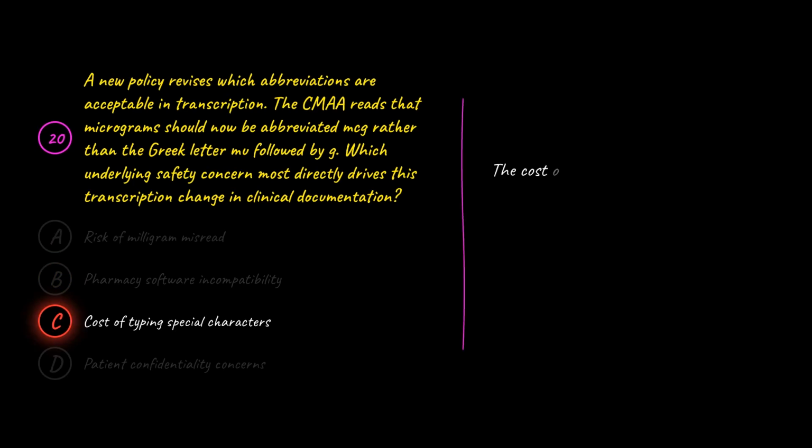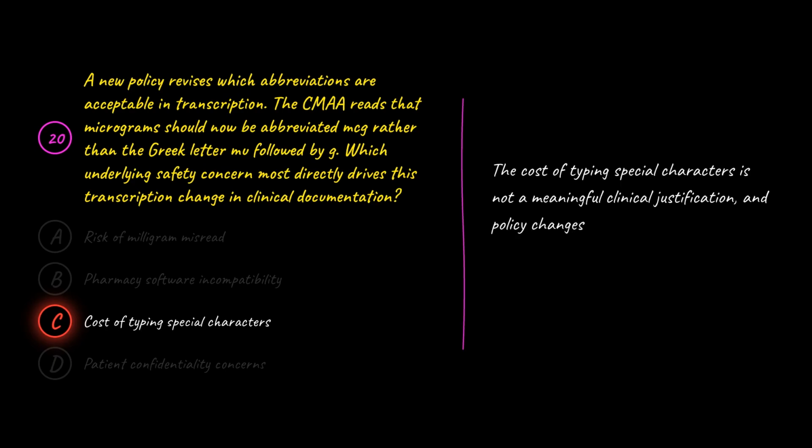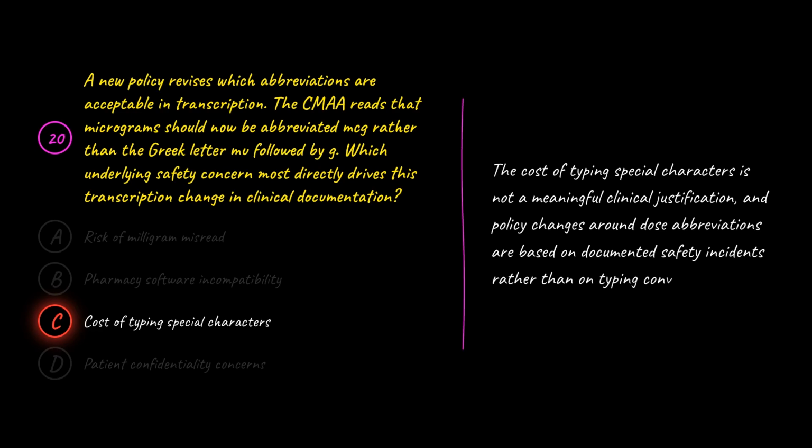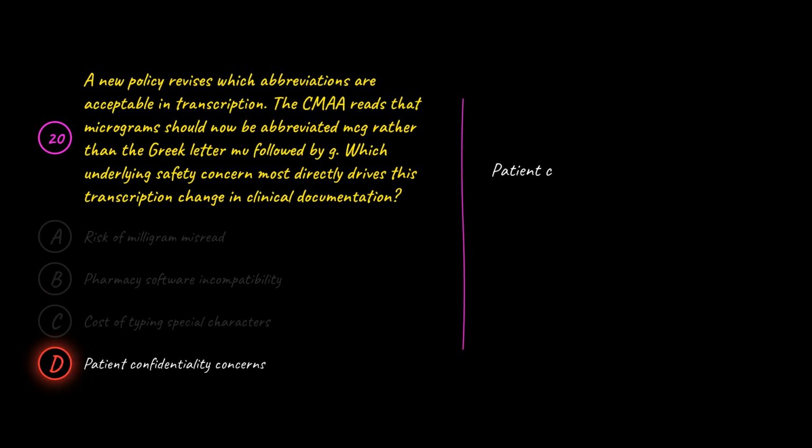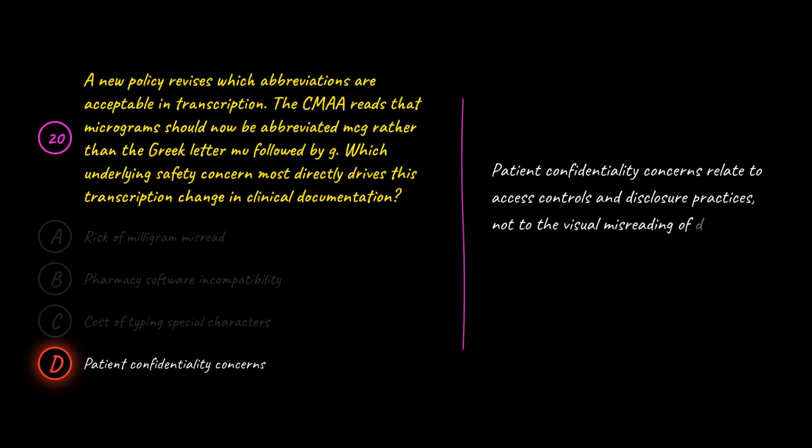C is wrong because the cost of typing special characters is not a meaningful clinical justification, and policy changes around dose abbreviations are based on documented safety incidents rather than on typing convenience. D is wrong because patient confidentiality concerns relate to access controls and disclosure practices, not to the visual misreading of dose abbreviations, which is what drives the mu to MCG recommendation in clinical practice.